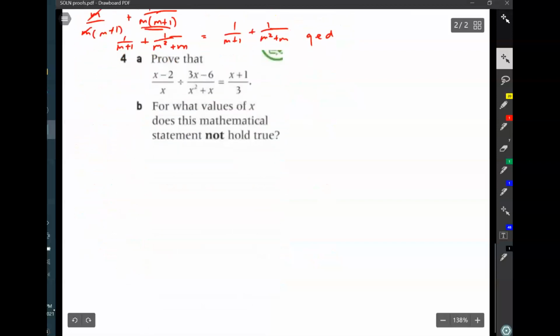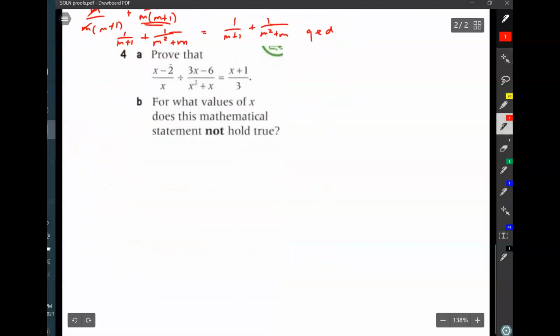What about 4a? Prove that this left side is equal to this right side. Okay, they might also say show that. Remember that if you have a fraction divided by a fraction, it's equal to multiplying by the inverse of the second fraction. So instead of writing x minus 2 divided by x divided by 3x minus 6 over x squared plus x, we could invert the second fraction and multiply. So then we end up with this, right? And then we're working with the left side only like we're supposed to, right?